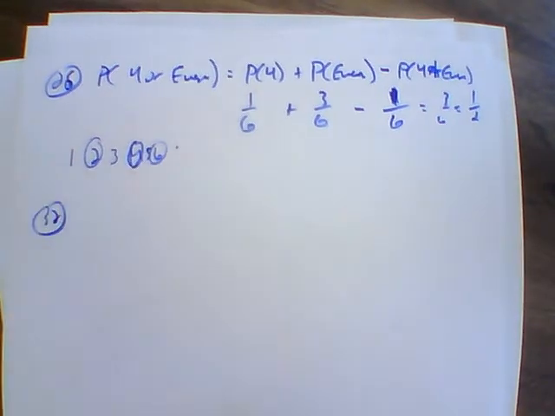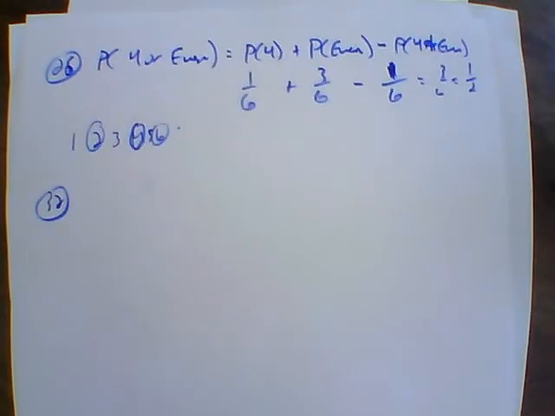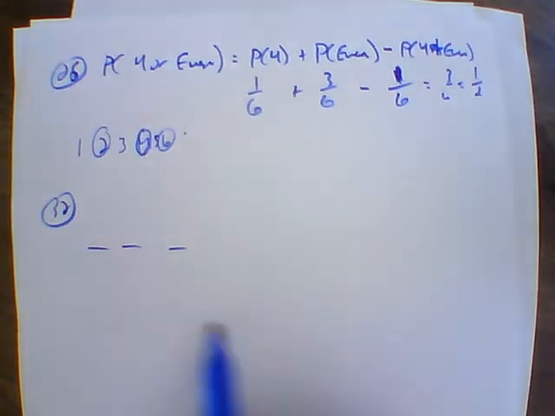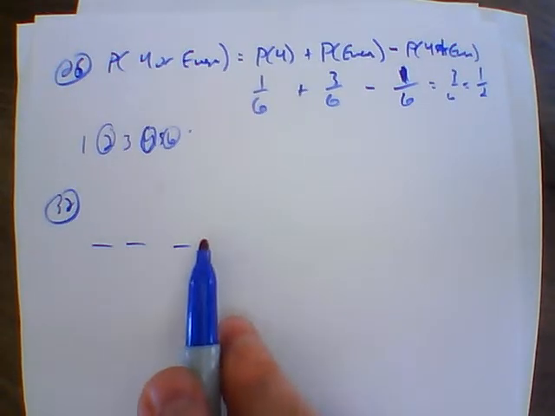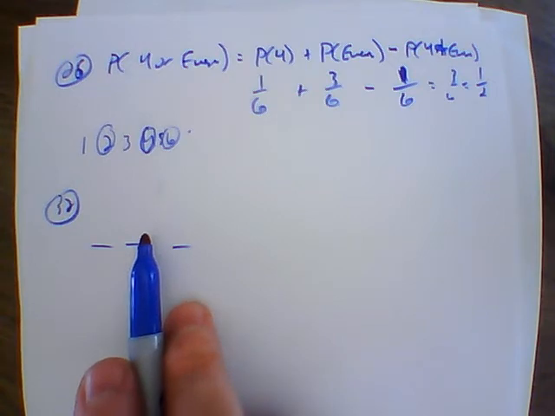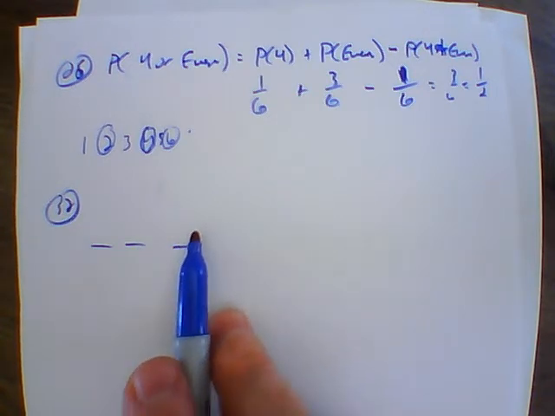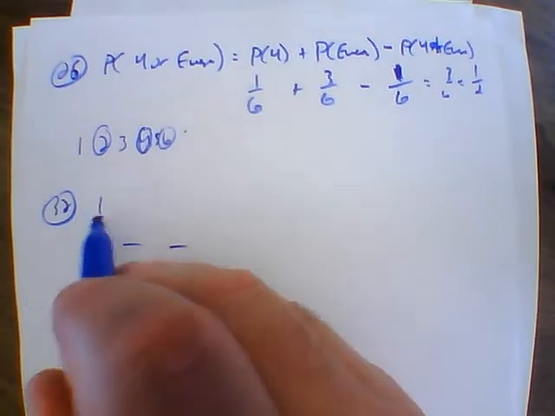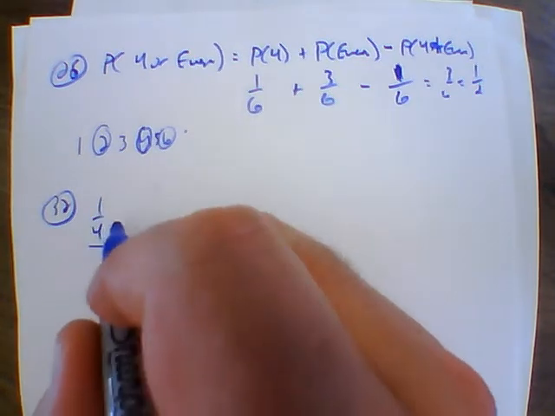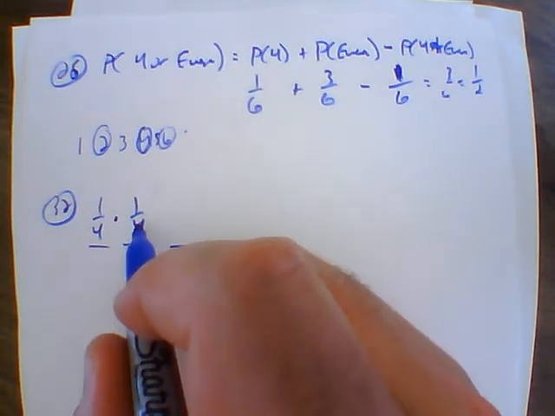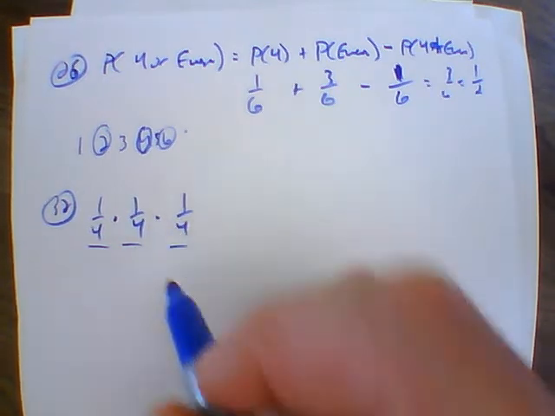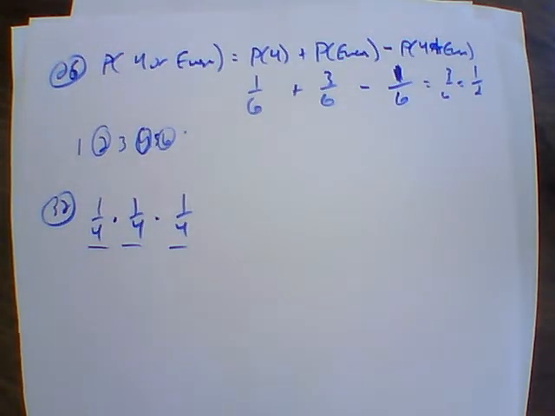Number 32 says a multiple choice test has 4 choices for each answer. Suppose you make a random guess on 3 of 10 questions. What is the probability that you'll answer all 3 correctly? So I got 3 questions, okay? And I'm going to guess on each of these. Now, if I guess on this one, there is no influence on this one. There is no influence on this one. So I have a 1 out of 4 chance to guess correctly on the first one, a 1 out of 4 chance on the second one, and then a 1 out of 4 chance on the third one.